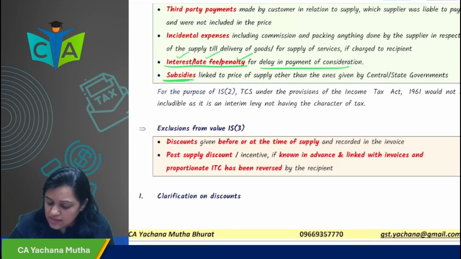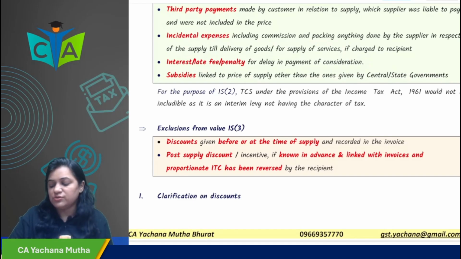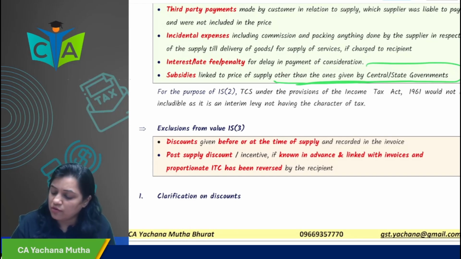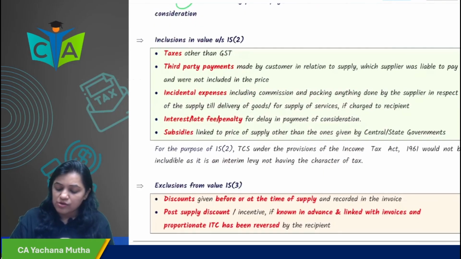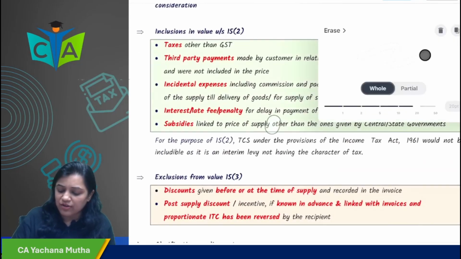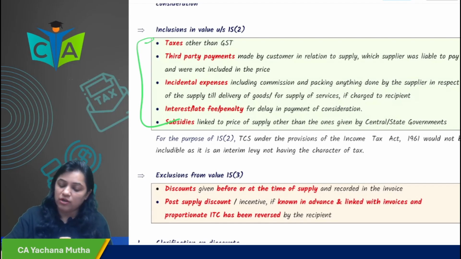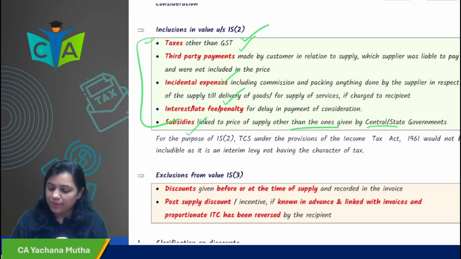Then subsidies linked to the price, other than the subsidy given by central or state government. A subsidy which is linked to the price is to be included, other than those given by the central and state government. Central and state government subsidies are not to be included in value. So these are the 5 inclusions in the transaction value. These are to be added. What are those? Taxes other than GST, then third party payments, incidental expenses, interest, late fee, penalty, then subsidies other than those given by the central or state government. I hope it is clear.